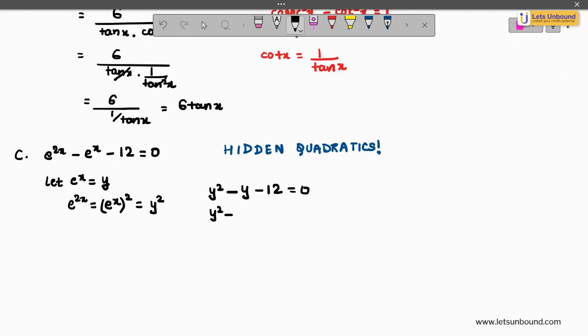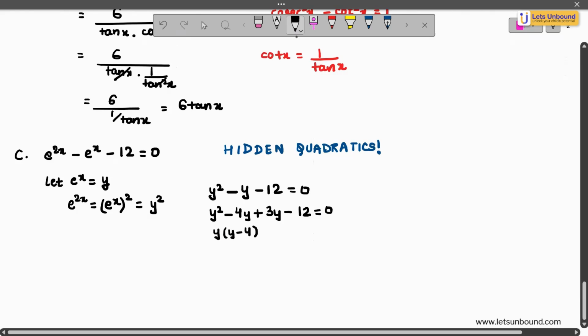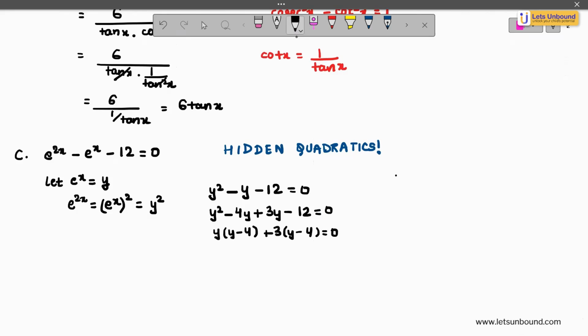You can factorize it using middle term splitting and write it as y squared minus 4y plus 3y minus 12. You can factorize it as y times (y minus 4) plus 3 times (y minus 4) equal to 0. It splits to (y minus 4)(y plus 3) equal to 0. Solving for y, you get y equal to 4 and y equal to negative 3.